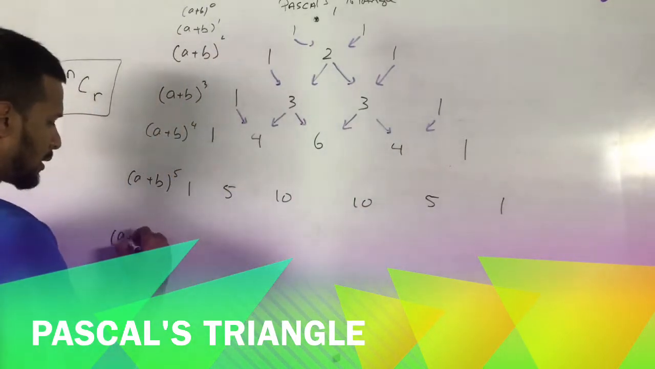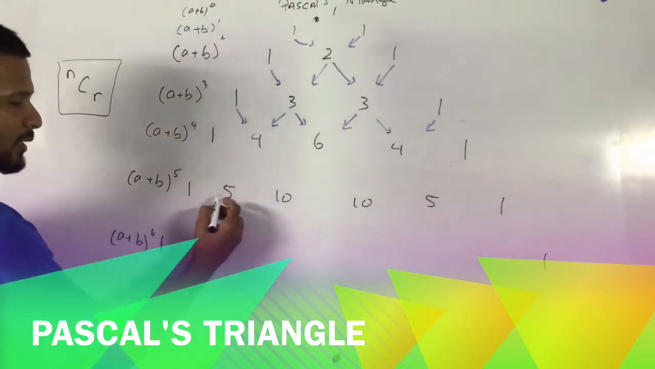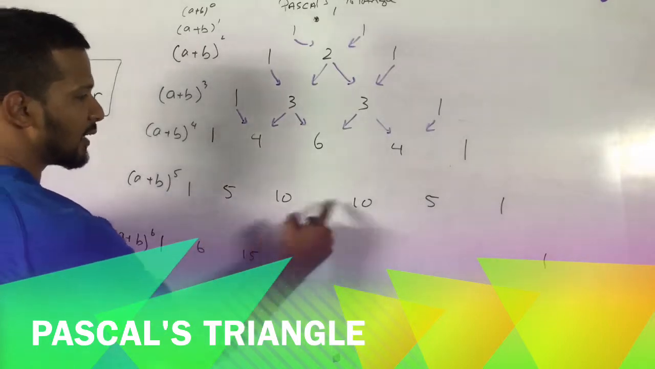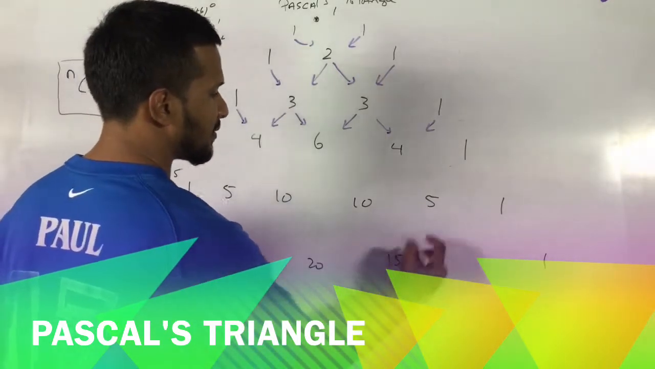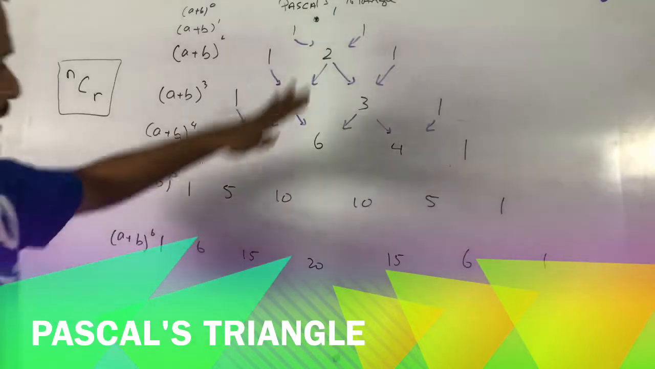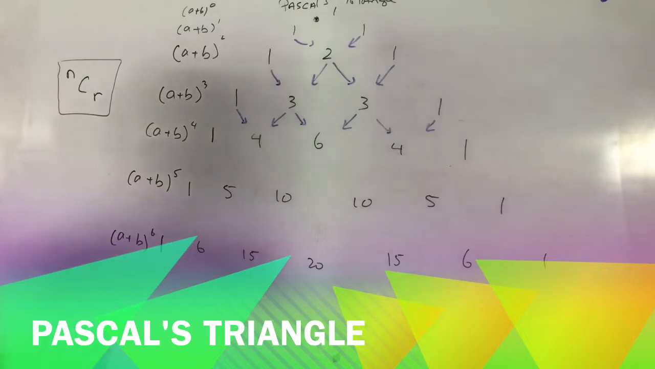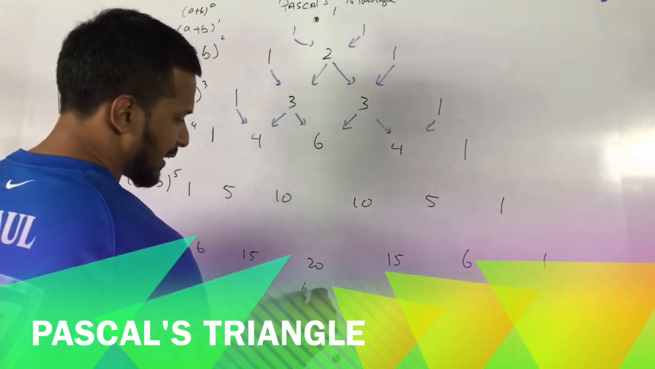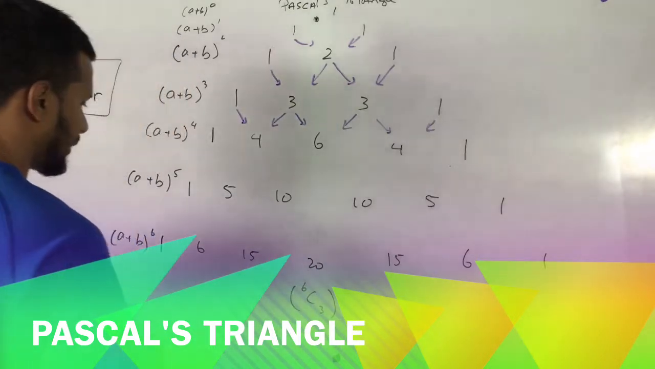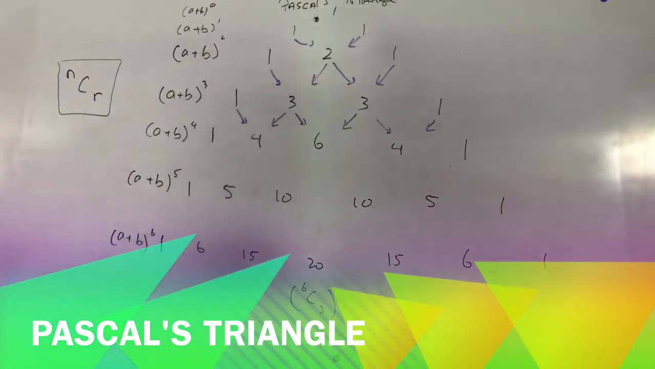Do one more: (a plus b) to the power of 6. Put the 1s on the outside, and you go. 1 plus 5 is 6. 5 plus 10 is 15. 10 plus 10 is 20. 10 plus 5 is 15. Plus this is 6. See? If you look at it carefully, you have a nice little triangle. Okay? So this is Pascal's triangle, and this will give us, for example, 6C0, 6C1, 6C2, and this will be 6C3. Okay? So good, this is Pascal's triangle.